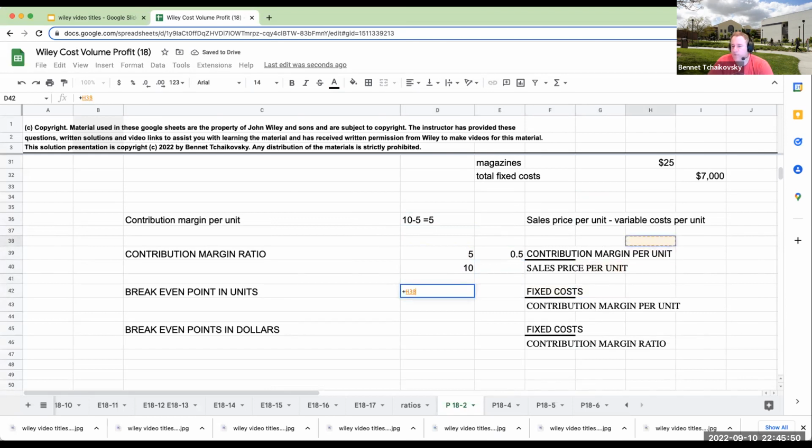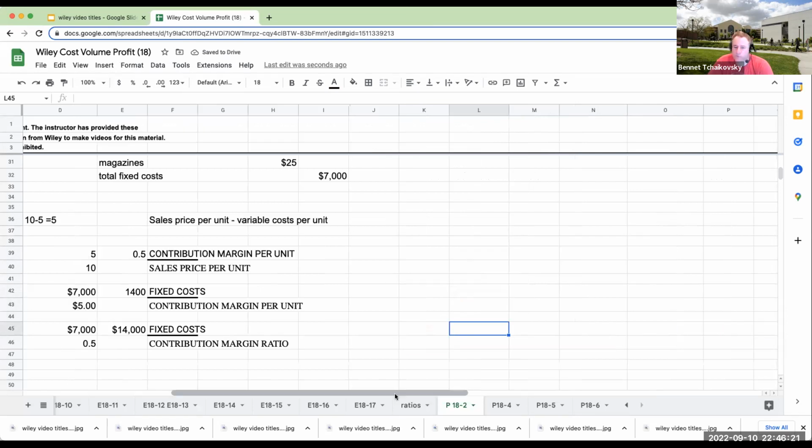My break-even point in units is my total fixed cost. I'm going to be dividing this over here by my contribution margin per unit, which is 5. So I have to go here and make 1,400 haircuts. Okay, and then my break-even point in sales dollars is going to be the 7,000 fixed cost divided by my contribution margin ratio. And then so this over here is going to be 14,000.